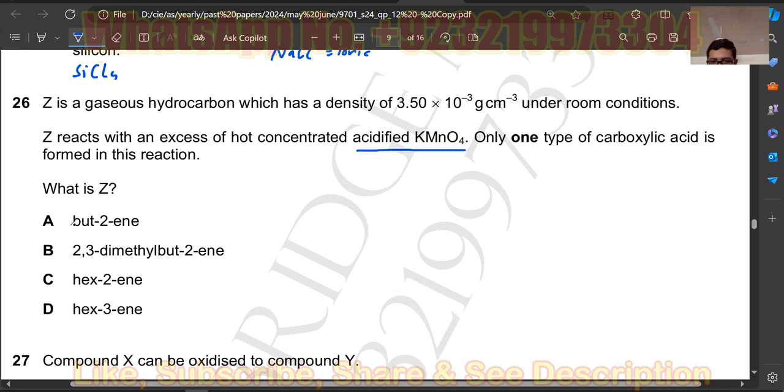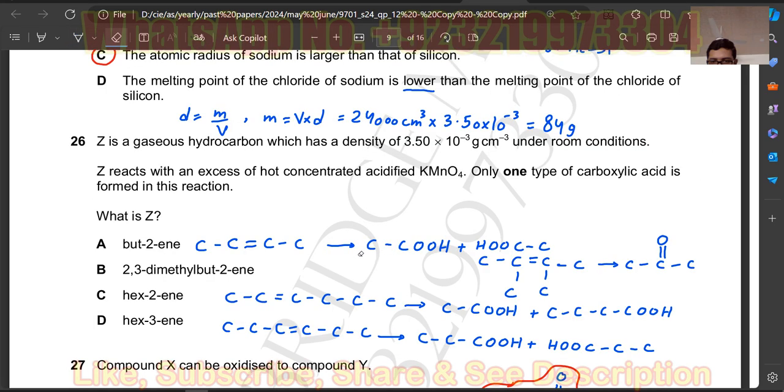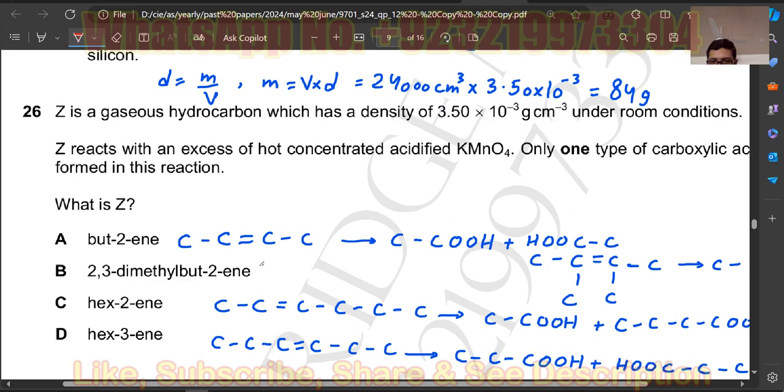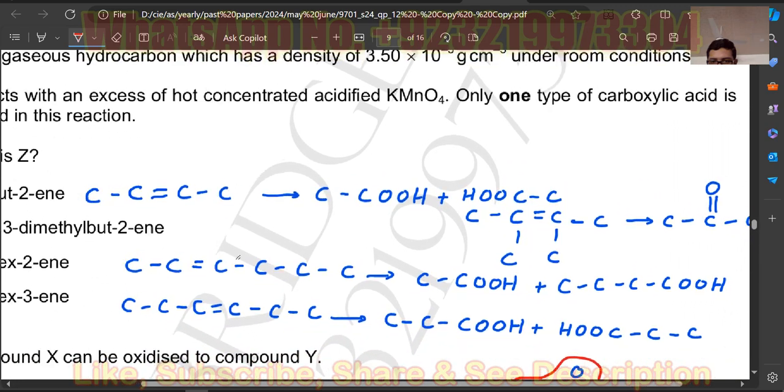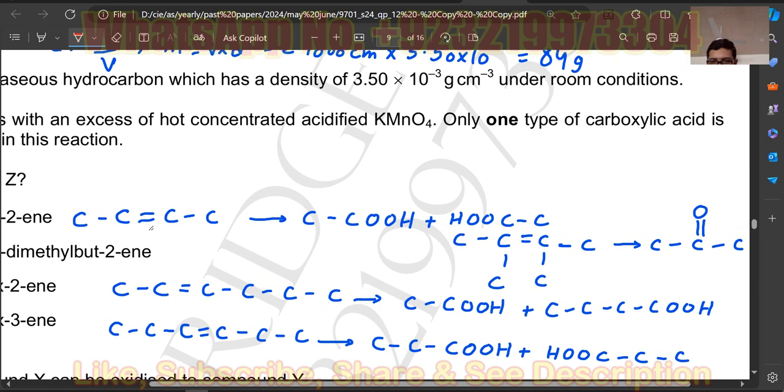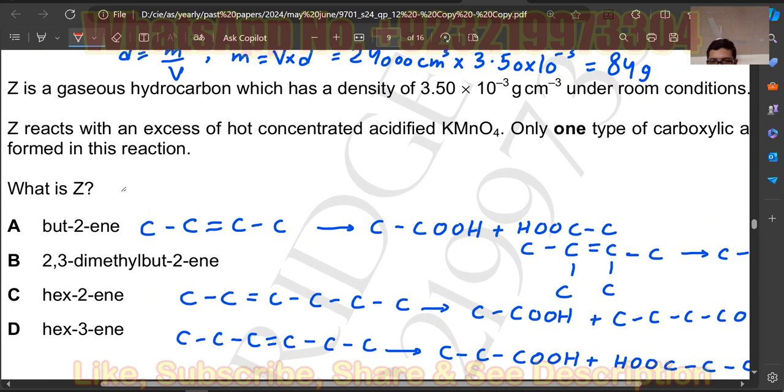So, first of all, I need to show you the working in which all these different compounds have reacted with the KMnO4. So, here are all the workings. Now over here you can see that in option A, the compound is butene. I have not shown the hydrogens just for simplicity.